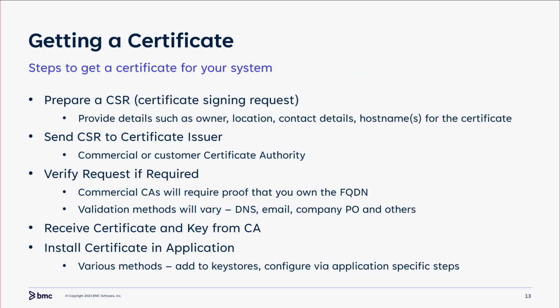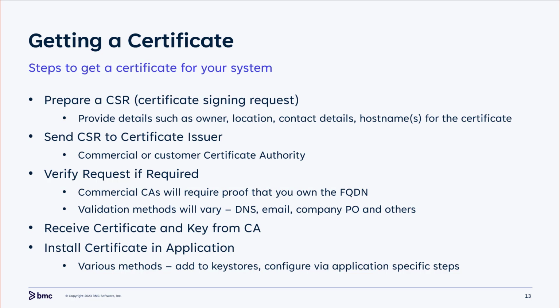How do you actually get a certificate? First of all, you start off by preparing what's called a CSR, or a certificate signing request, and there you need to provide information about who you are. Some of this is optional, and it will depend on the CA, the certificate authority that you're using, exactly what information they require.